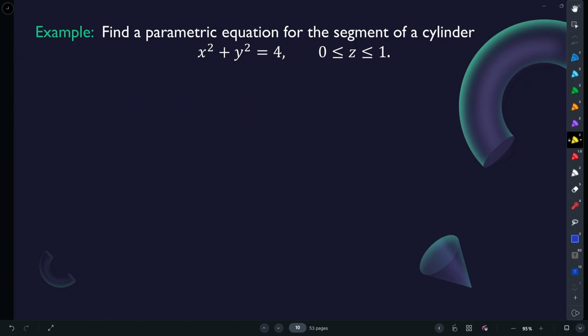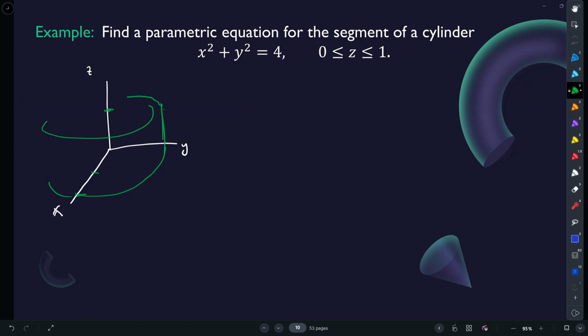So now let's do it the other way around. I want to find a parametric equation for a segment of a cylinder. Okay, so I want a cylinder. What cylinder is this? This is x and y satisfying x squared plus y squared equals 4. So that is radius 2, something like this, and z up to 1. So if I also draw the top, this is a drum like this.